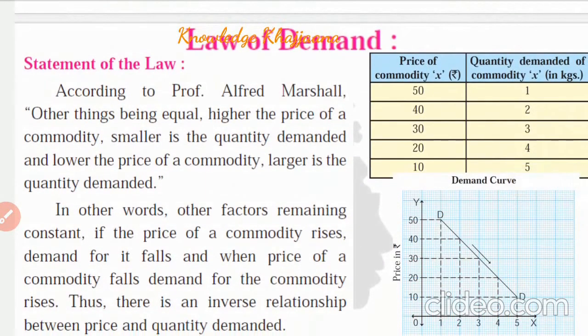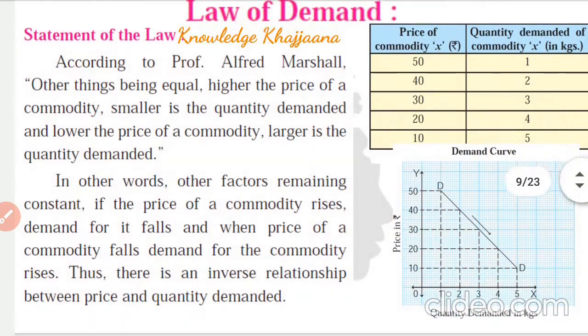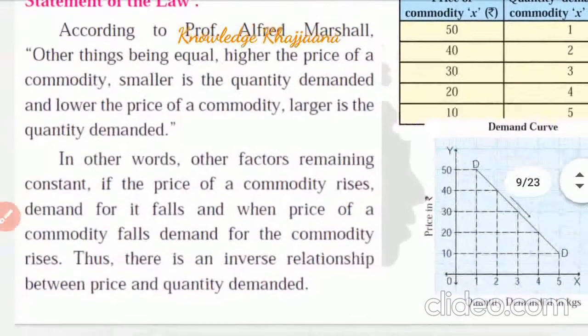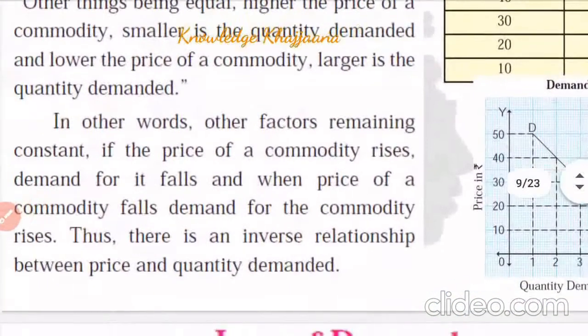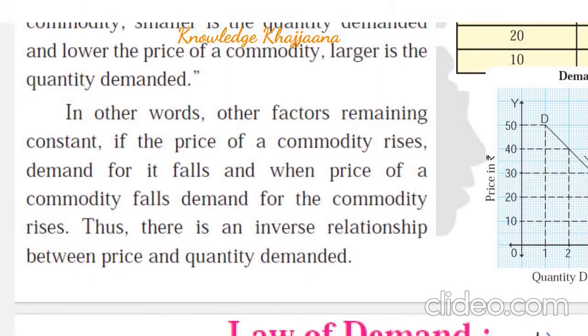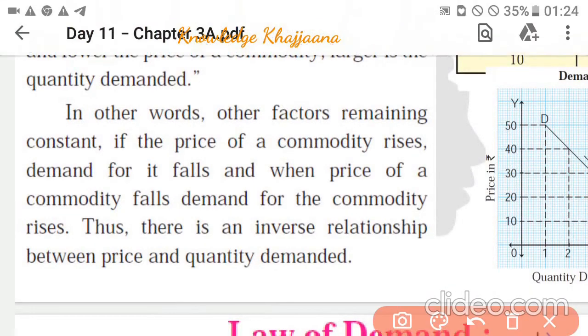According to Professor Alfred Marshall, other things remaining constant, higher the price of a commodity, smaller is the quantity demanded, and lower the price of a commodity, larger is the quantity demanded. In other words, other factors remaining constant, if the price of a commodity rises, demand for it falls, and when the price of a commodity falls, demand for the commodity rises.